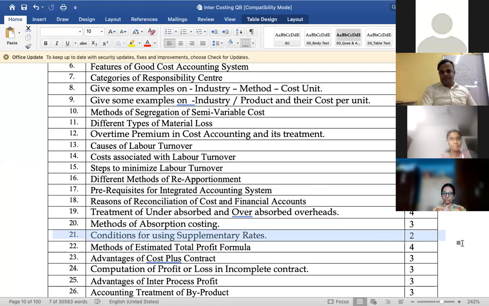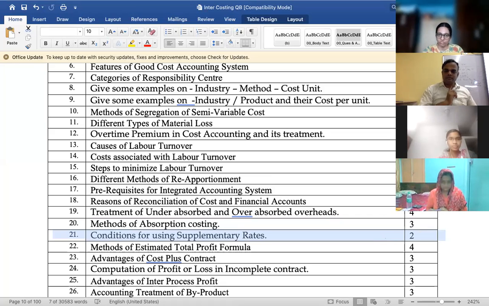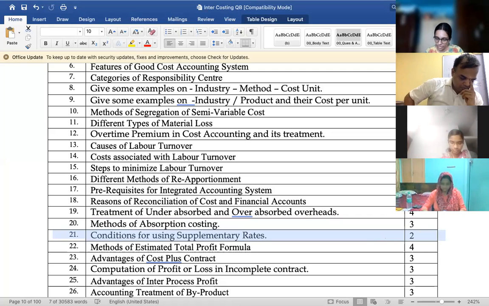When the amount of underabsorbed and overabsorbed overheads is significant or large because of differences due to wrong estimation, then the cost of product needs to be adjusted by using supplementary rates, under and over absorption of actual overheads, to avoid a misleading impression.